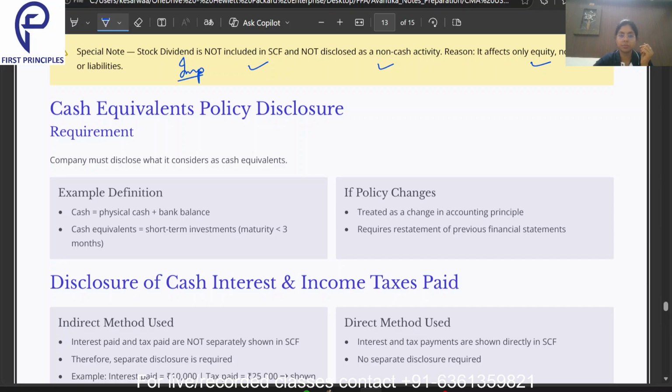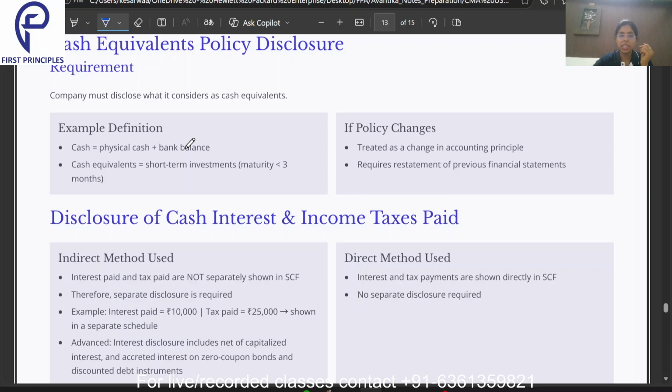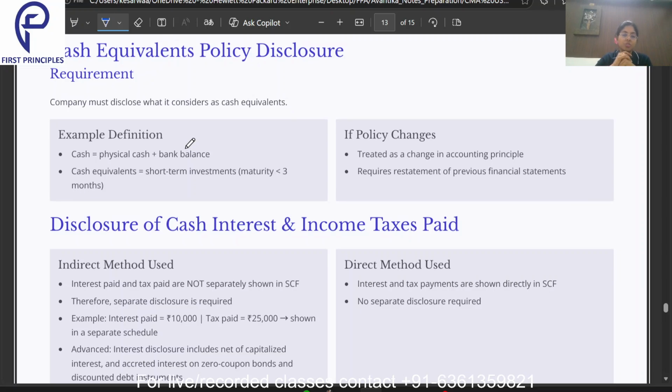Now, cash equivalence policy disclosures. What is the requirement? The company must disclose what it considers as cash equivalents. So cash is physical cash plus what is lying in our bank, and cash equivalents are short-term investments, the maturity of which is less than 3 months.